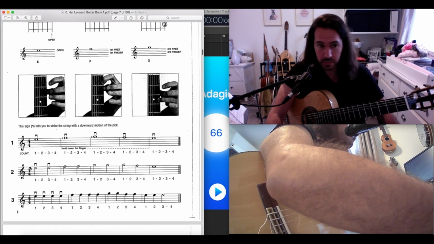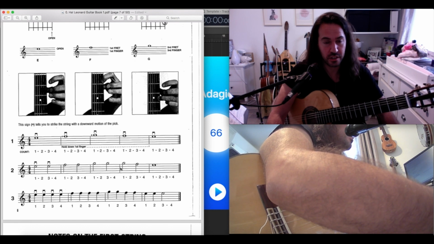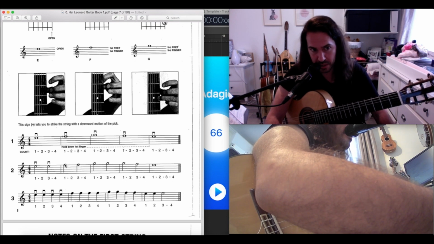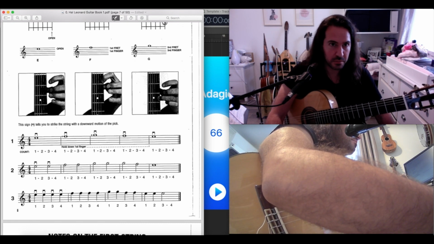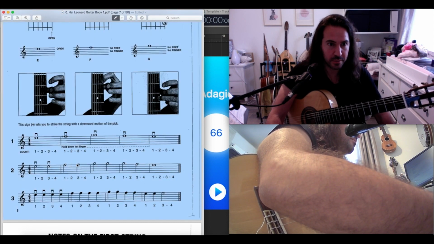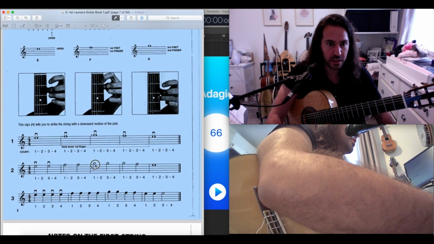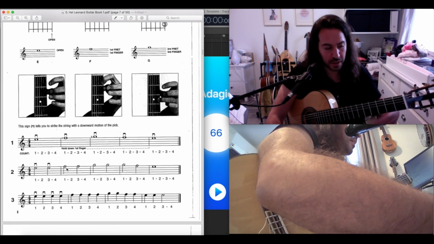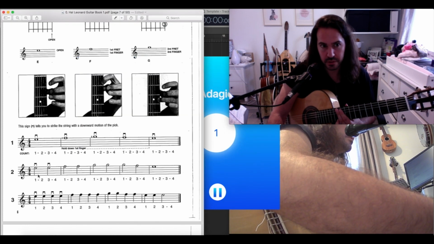Here in exercise 2, we have half notes: E, E, F, F, G, G. Don't be fooled, it's G again. Back to F, and then E. And so we see that pattern of F to G, back to F. So I'm going to make sure that I keep that F finger down all the way through. All right.